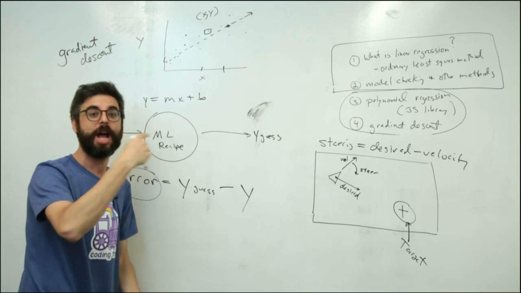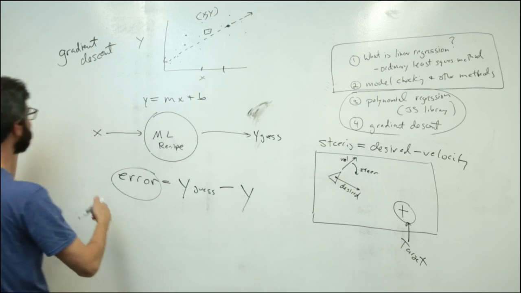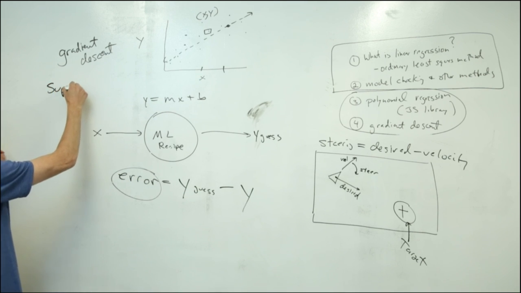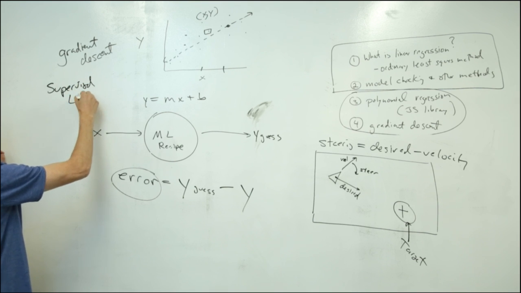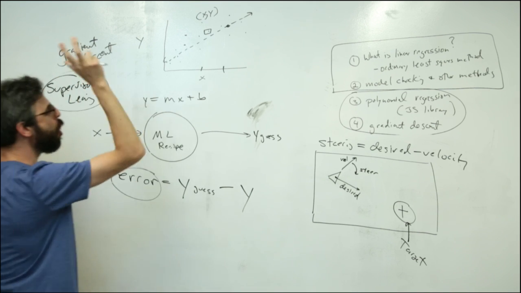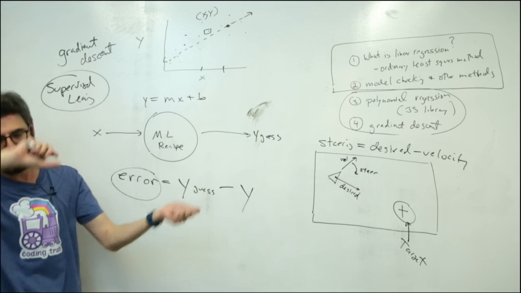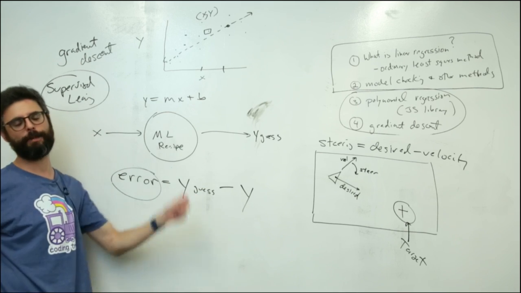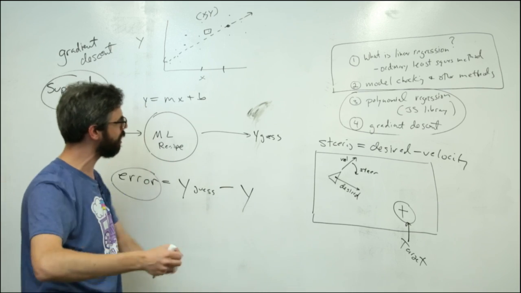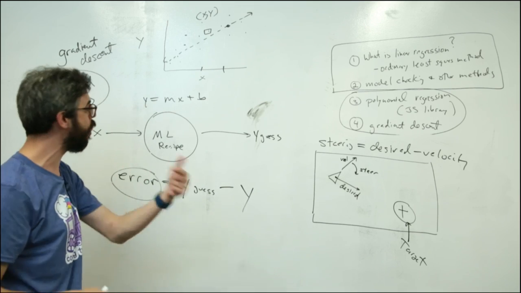And I could do this over and over and over again. And this is what we've been talking about: supervised learning. I can take the known data, send it in, get a guess, look at the error, tweak the knobs, send the next data point in, get a guess, look at the error, tweak the knobs. I can do this over and over again.